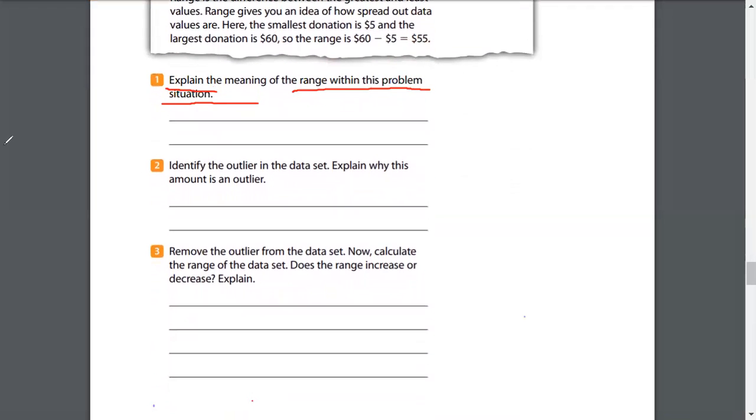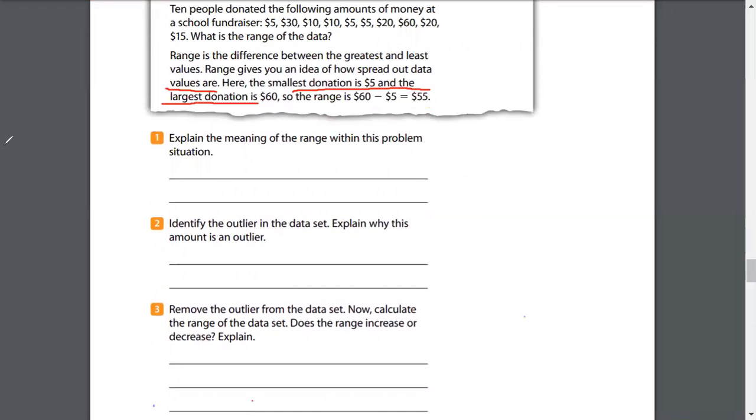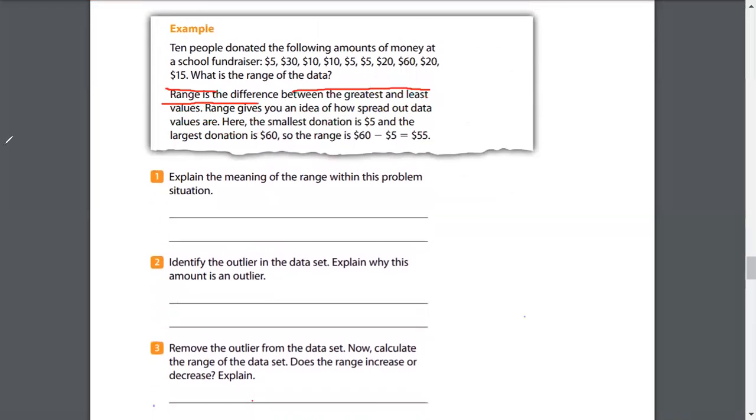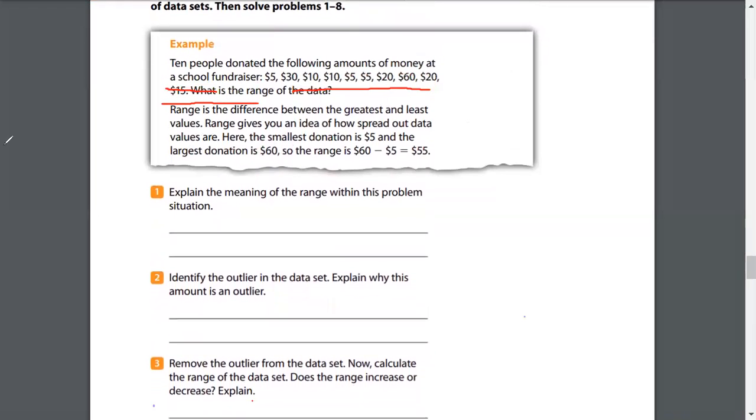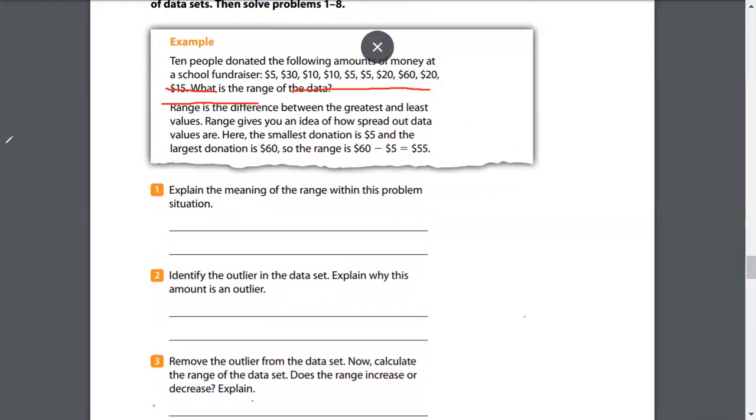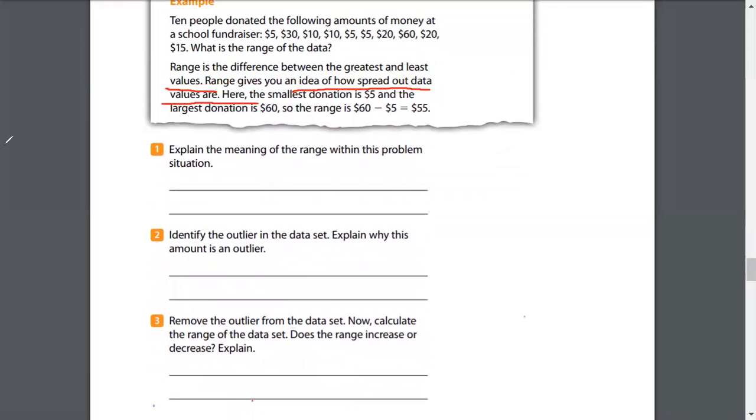Exactly. Now, identify the outlier in the data set and explain why this amount is an outlier. And I think that Ms. already went over that. $60 would be the outlier. Right, that is huge. It's way over there. And then remove the outlier. Does the range increase or decrease?